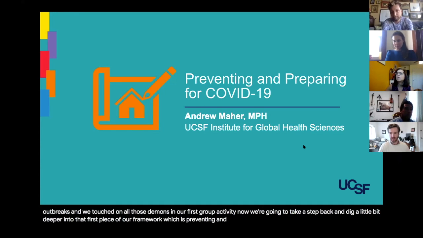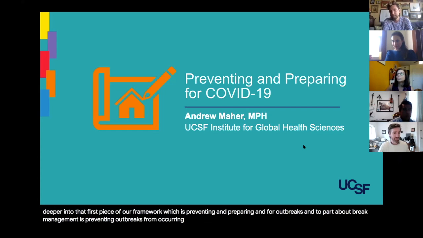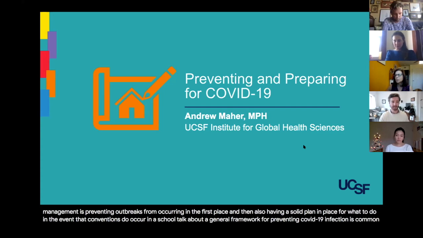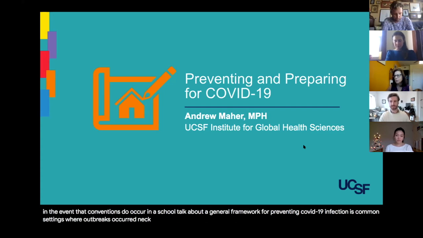and preparing for outbreaks. Part of outbreak management is preventing outbreaks from occurring in the first place, and then also having a solid plan in place for what to do in the event that COVID infections do occur in a school, in a workplace, or in a skilled nursing facility. So we're going to talk about a general framework for preventing COVID-19 infections in some of those common settings where outbreaks occur. Next slide, please.